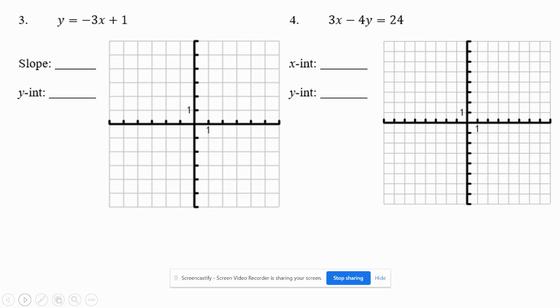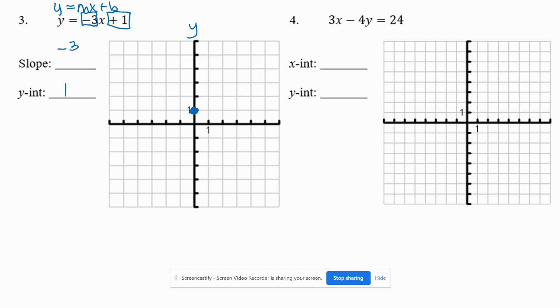Number 3, we have the equation y equals negative 3x plus 1. We're told to identify the slope and the y-intercept and then graph it. So first thing you want to figure out here is that this equation is in y equals mx plus b. Okay. B is our y-intercept, so that's positive 1. So on the y-axis, it's called the y-intercept because it intersects the y-axis. Positive 1 would be right here. And then m is our slope. We just want the number in front, the coefficient.